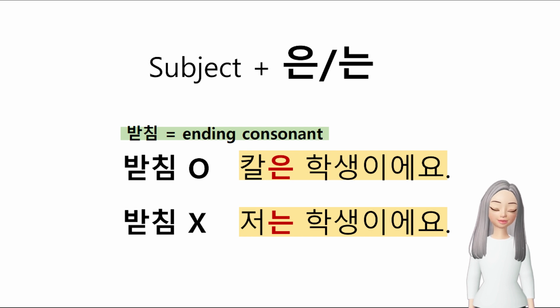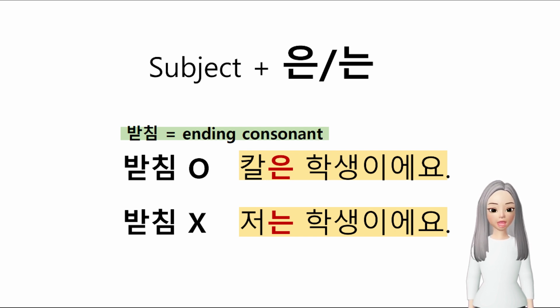So, if the word before the 조사 has a 받침, then we're gonna use 은. So for example, let's look at this sentence. 칼은 학생이에요. This means Carl is a student. Here the subject is Carl. 칼 in Korean. So 칼 ends with a consonant here. See? 리을. So we're gonna use the marker 은.